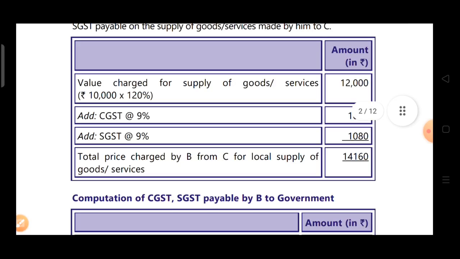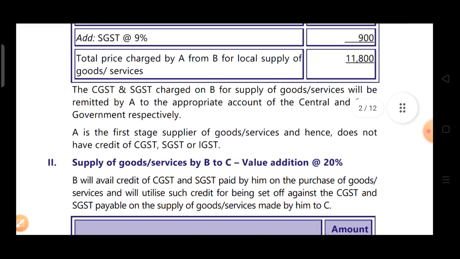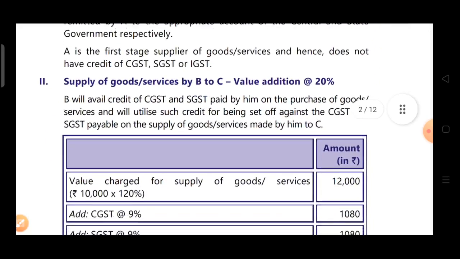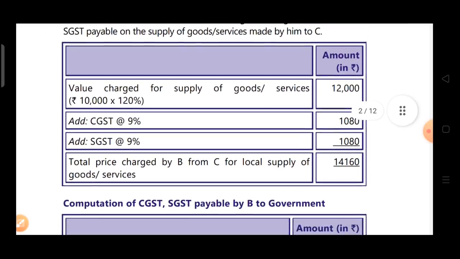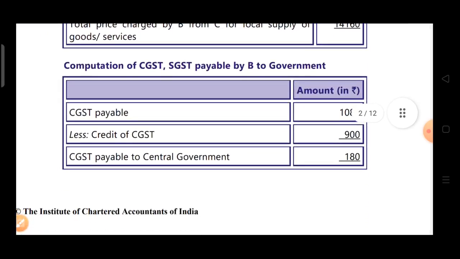Now B is the supplier, so B is supposed to deposit the tax amount to the respective government account. In this case the output tax is 1080 CGST and the input tax of Mr. B was CGST 900, so he can avail the credit of input tax and the net amount he will pay to the respective government account. Now see how it will get set off.